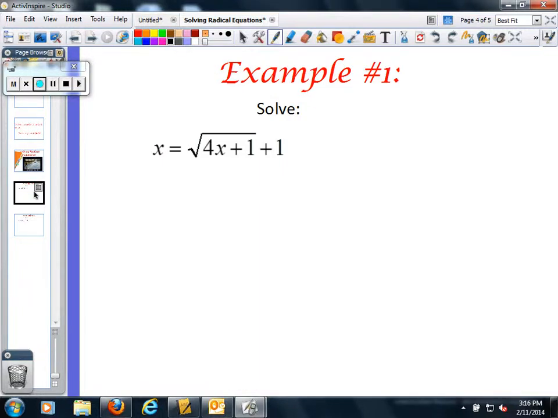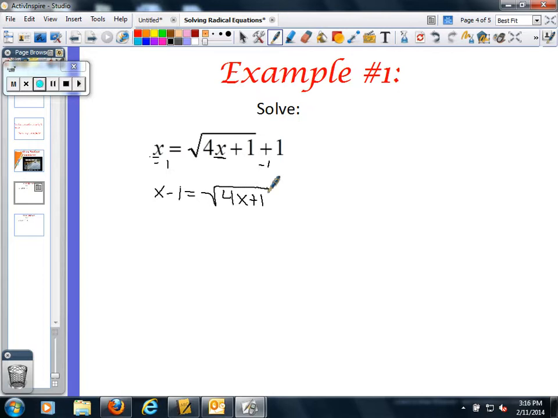So you have something like x equals square root of 4x plus 1 plus 4. Well, this isn't solved all the way. I do have an x here, but I also have an x here still. So I need to get this x over to the other side. So I'm going to start by subtracting 1 to both sides. I get x minus 1 equals the square root of 4x plus 1.